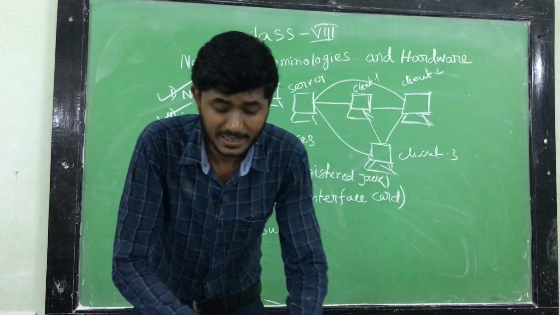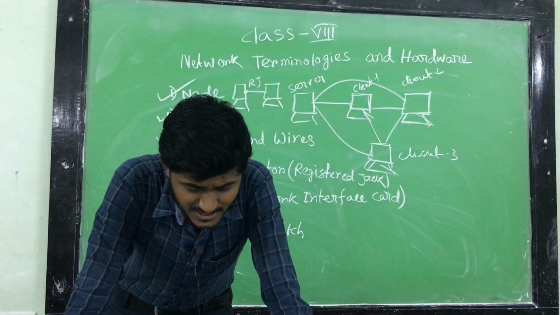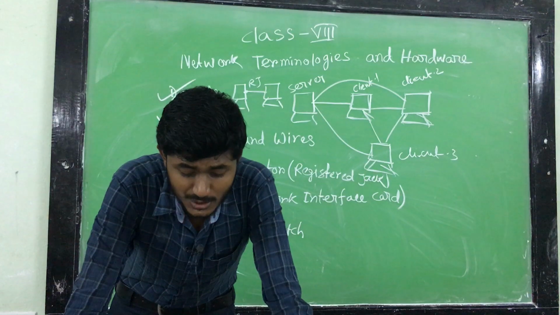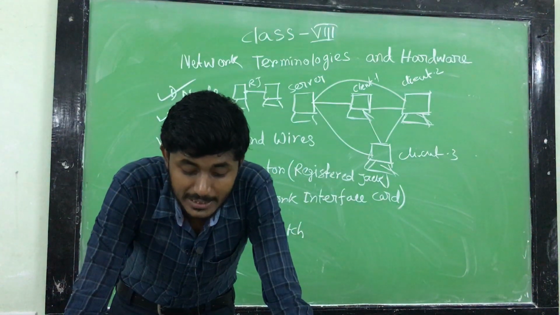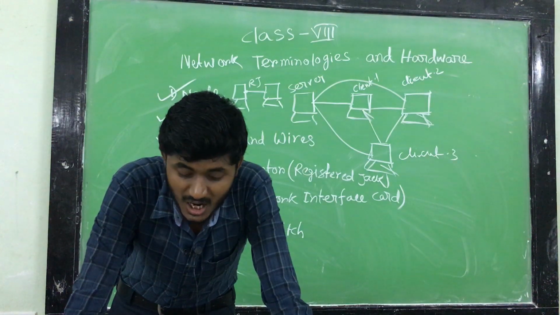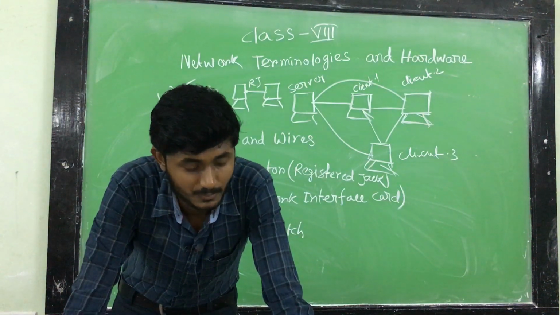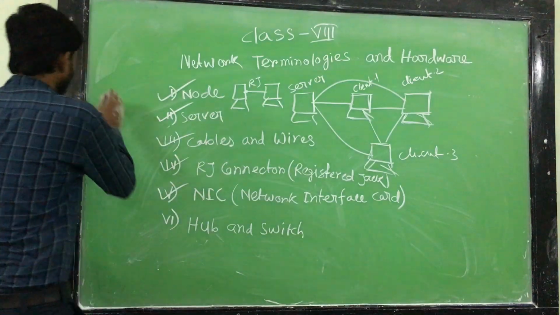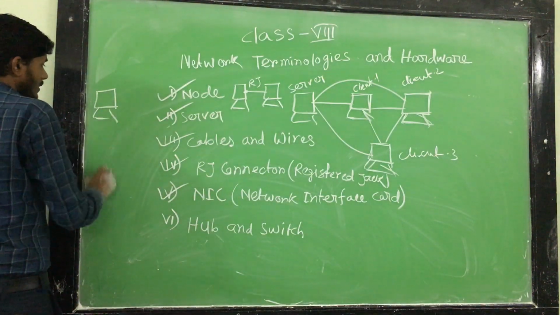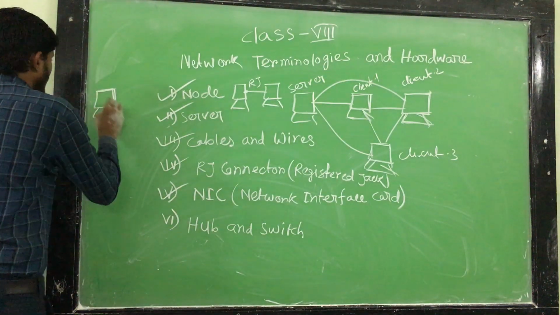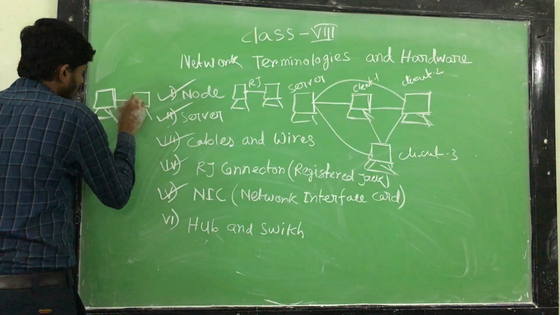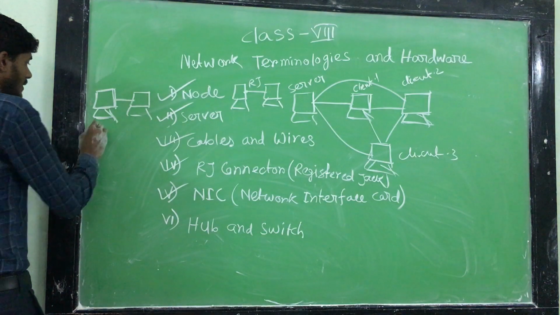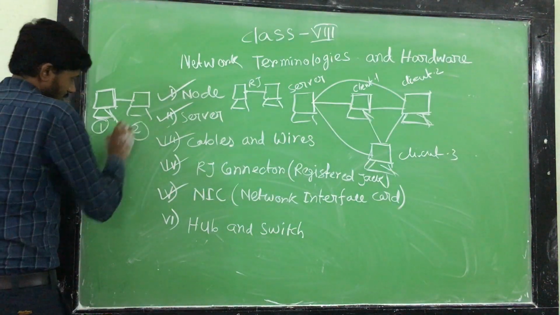Next one is NIC. NIC means network interface card. What is NIC? Any computer which has to be a part of a computer network must have a network interface card installed in it. Suppose we used a computer, this one is a computer and this one is also a computer. Two computers are connected to each other. This is the 1, this is the 2.